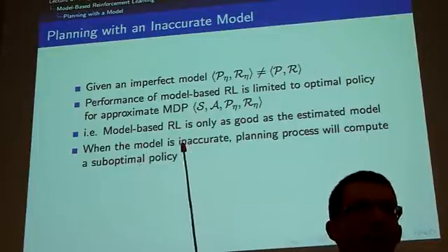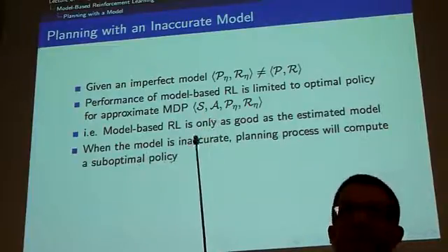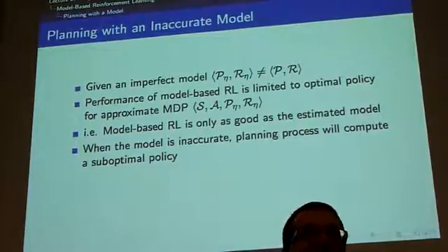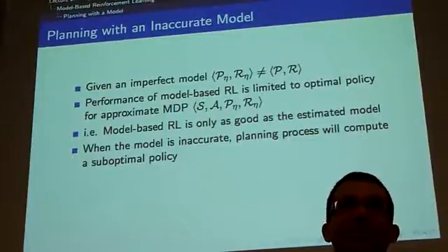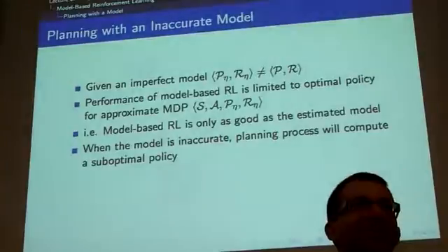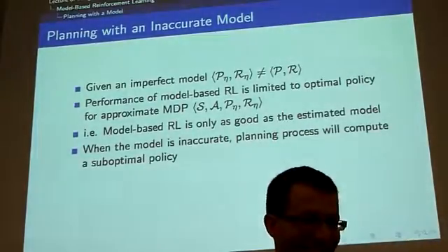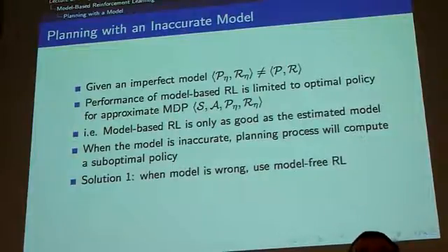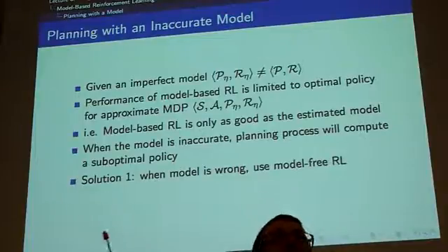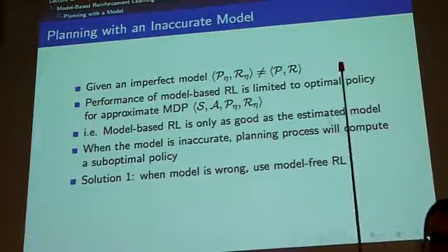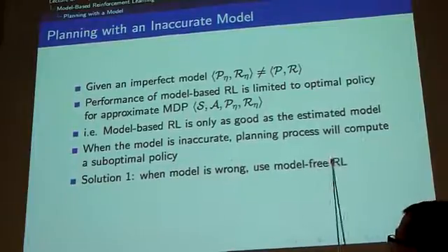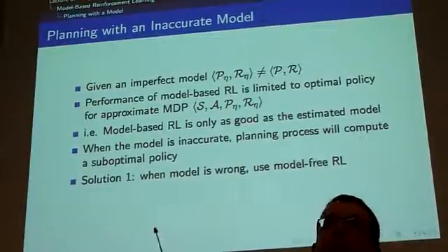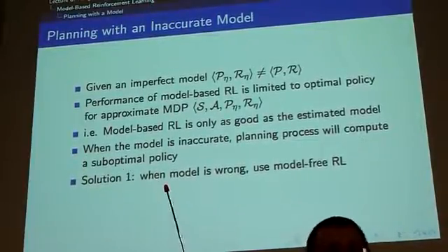So what do we do? Any thoughts on what you would do if you have an inaccurate model? It's early, I know. All right, here's one idea. If the model's wrong, then use model-free reinforcement learning. If the model's wrong, don't trust it. Eventually, if you see enough experience, then even if your model is wrong, if you're using model-free reinforcement learning, you'll find the right answer given enough experience. You'll solve the true MDP.